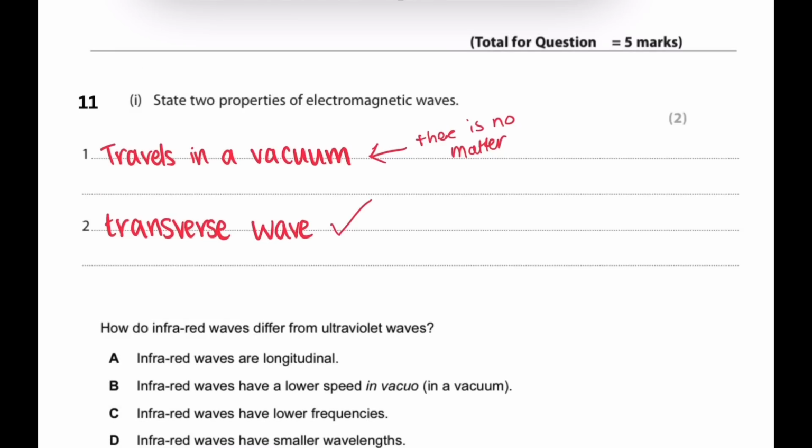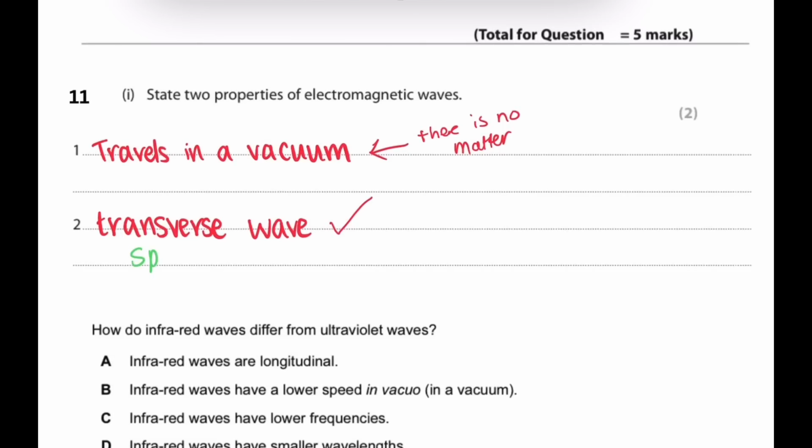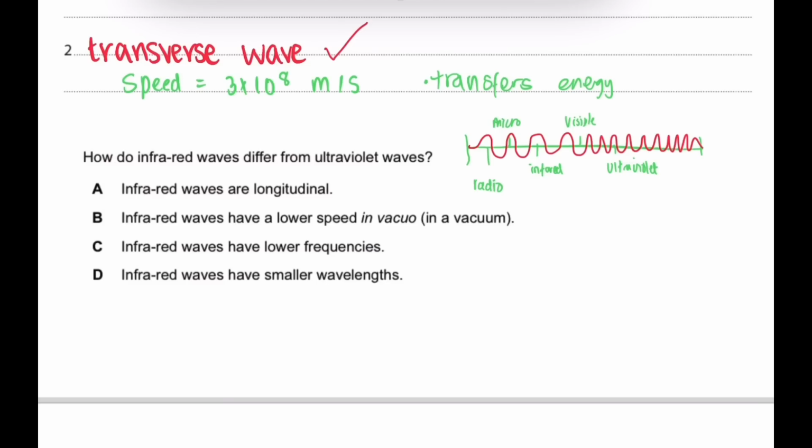Other properties you can state is the speed. You can say it has a speed of 3 times 10 to the power of 8 meters per second, and you can also say that it transfers energy. Next question, how do infrared waves differ from ultraviolet waves? So let's look through all of the answers and see which ones make sense and which one doesn't.